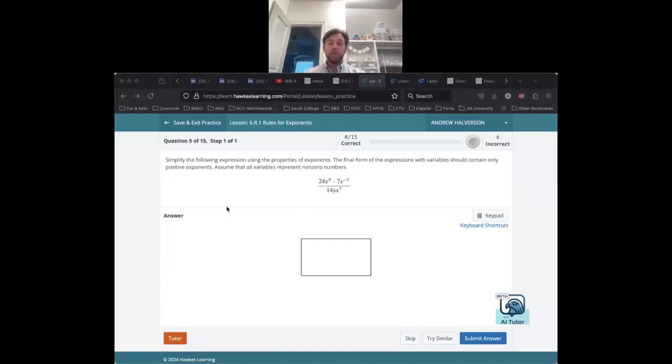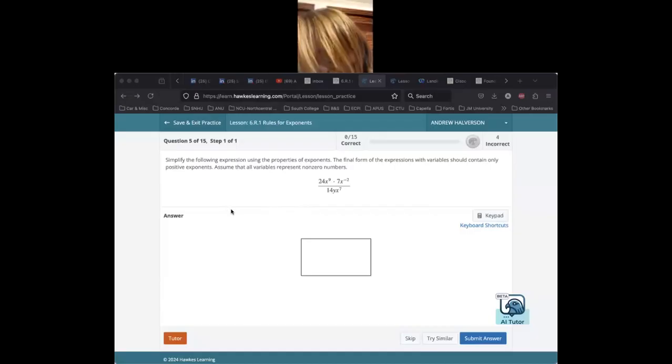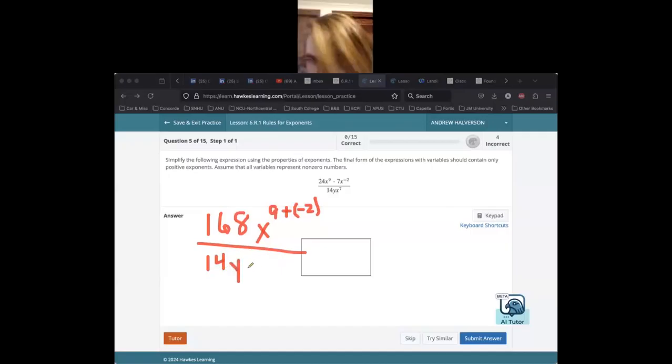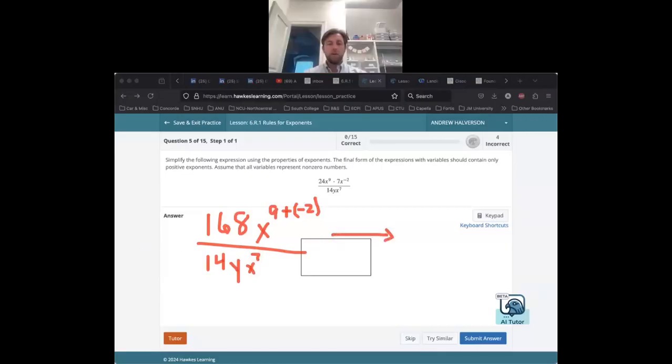How do we do that? Well, we multiply 24 times 7. So 168. Then x to the 9th and x squared. We apply the product rule that says when you're multiplying the same base, you add the exponents. So that becomes 9 plus negative 2. And we just bring over the 14y x to the 7th. Nothing changes on that one yet.